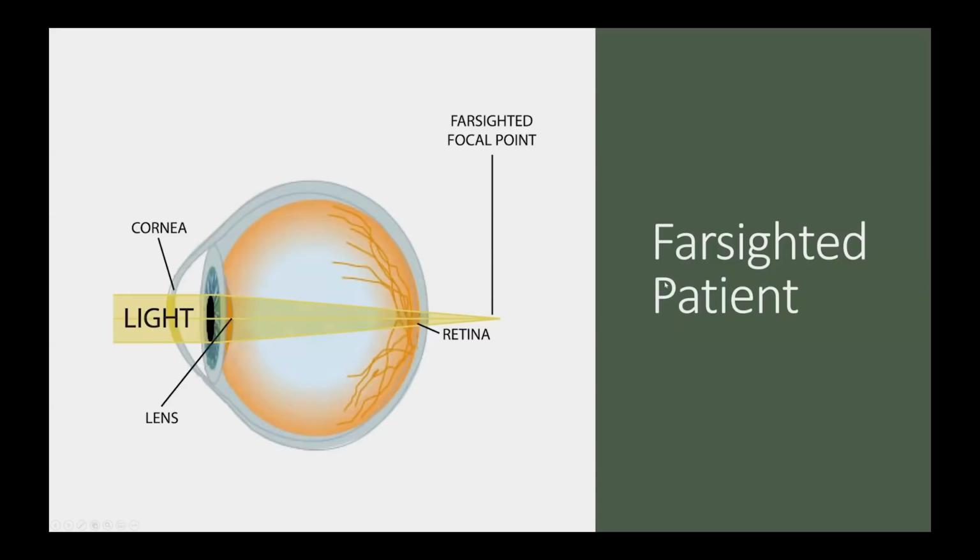The farsighted patient is the opposite. The focusing structures in the front are not strong enough. By the time the light hits the retina, it is not yet focused clearly. It wants to focus behind the eye, and so the retina is presented with a blurred image.